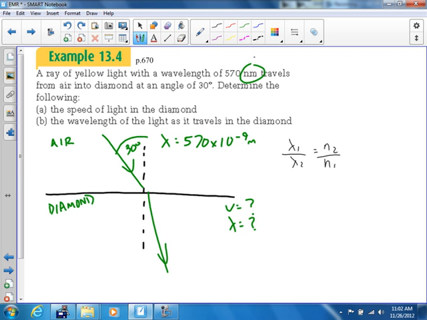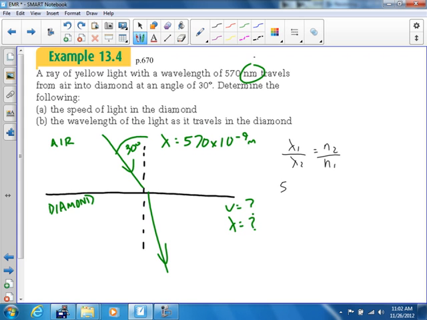Yes. The only problem is we don't know what the speed is in the second medium, diamond. You could find it, yeah. You could find it by saying V1 over V2 equals N2 over N1, and then we could say V is equal to f times lambda. Sure. Yeah, good. Lots of different options here, right? Okay, this is what Tristan mentioned first, so let's do that.